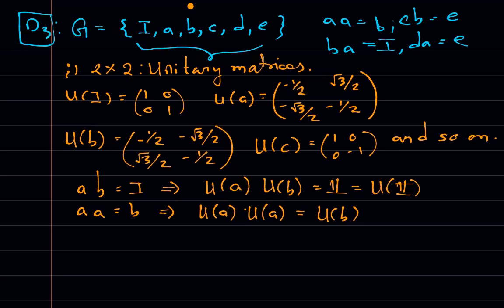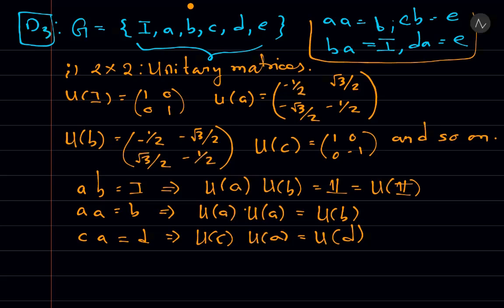Similarly, we know that C and A can give us D. That means if you take UC and multiply with UA, you are going to get UD. So you can check this thing. You can just multiply the matrices and you'll see that all these properties that the group elements satisfy, the matrices also satisfy.